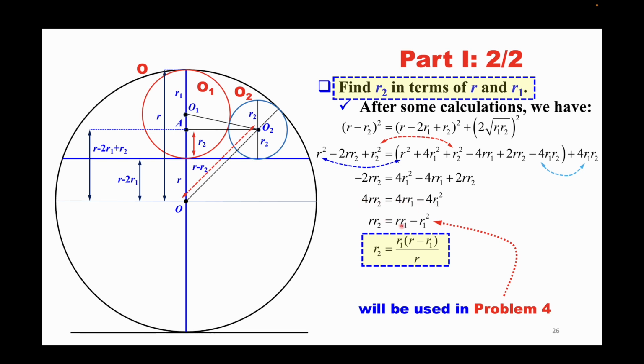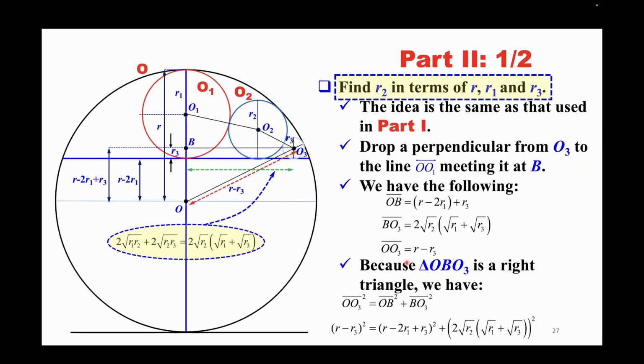Dividing both sides by 4, we have this, which means R times R2 is equal to R times R1 minus R1 squared. This one will be used in problem 4, the next problem. Now solving for R2, we have only one term R2 here. So R2 is represented by the use of R and R1. But this one does not involve R3. To find R3, we need to go to part 2. The idea is the same as part 1.